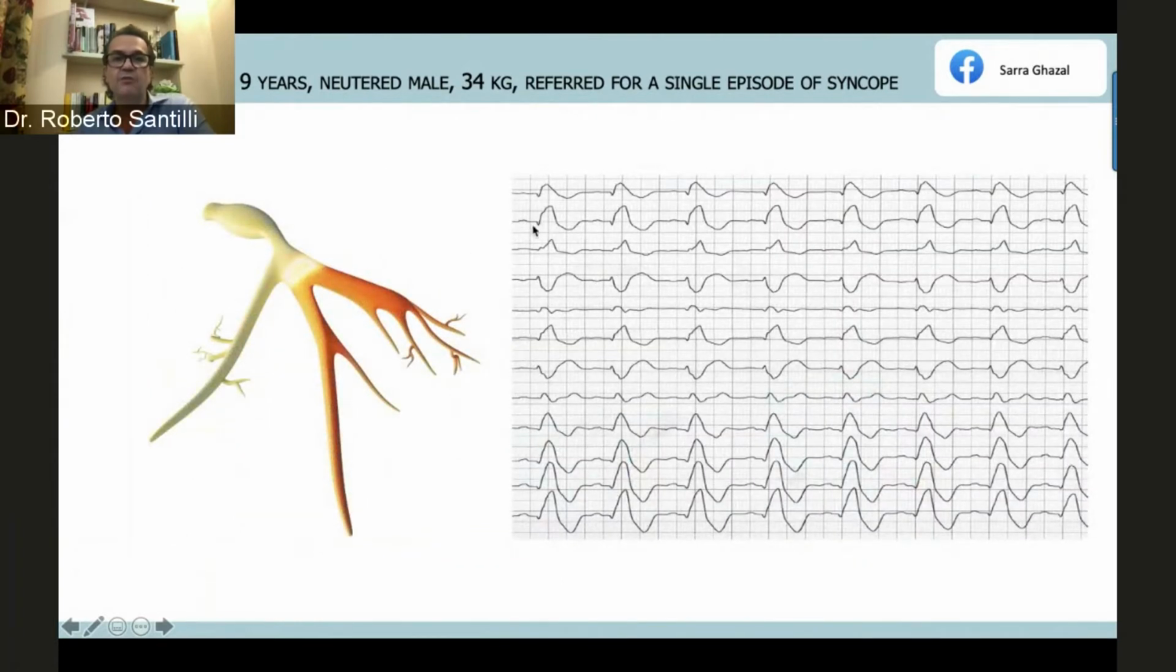You can either have, in a truncular block, no Q waves because you usually don't see the second vector, or you can have a tiny Q wave because you are actually seeing the right ventricular vector, and then you have a delayed left ventricular vector.